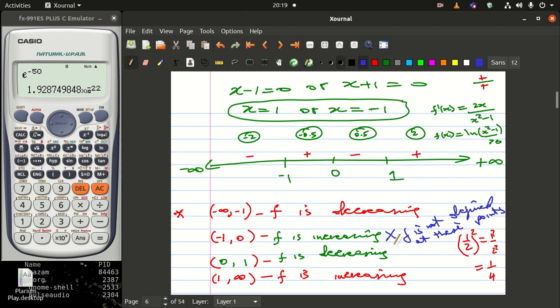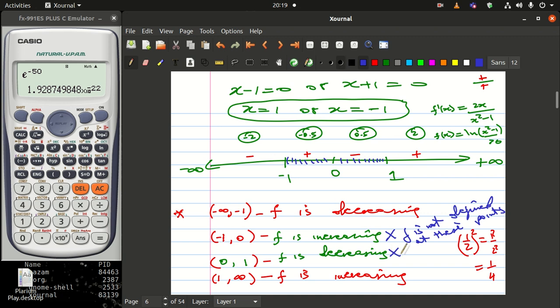I hope you get what I mean, because here if I were to plug in any value that is between -1 and 0 and plug it in the original function, you will find out that this function here is not defined at that point. I am talking about the domain of this function. The domain of this function is actually saying that at these points the function is not defined, and also at this point the function is actually not defined.